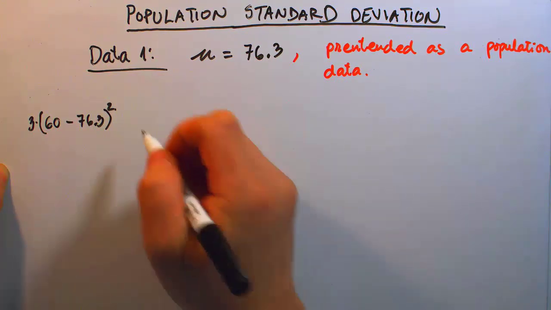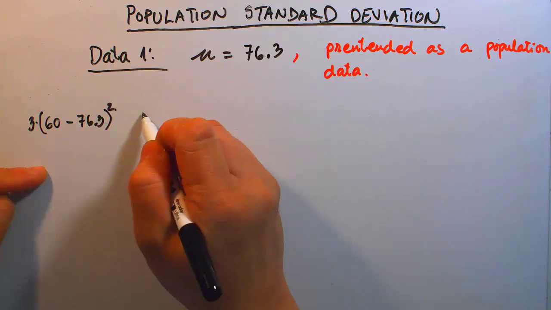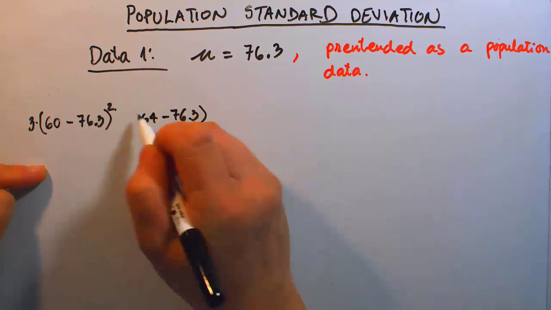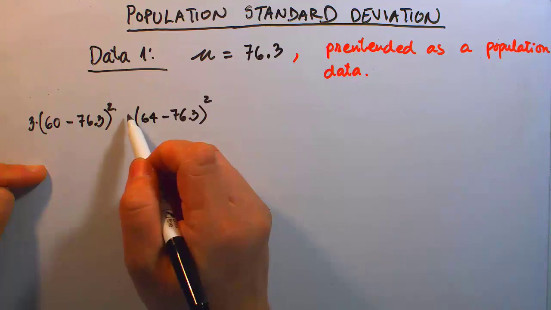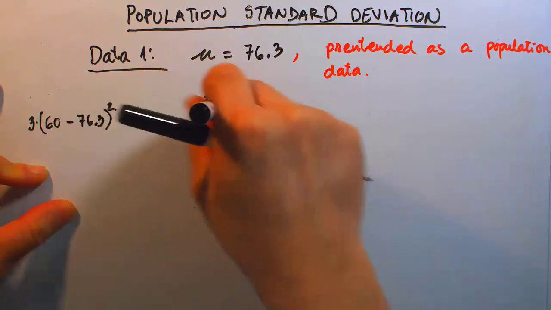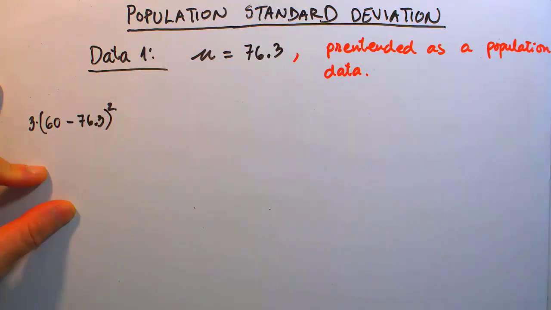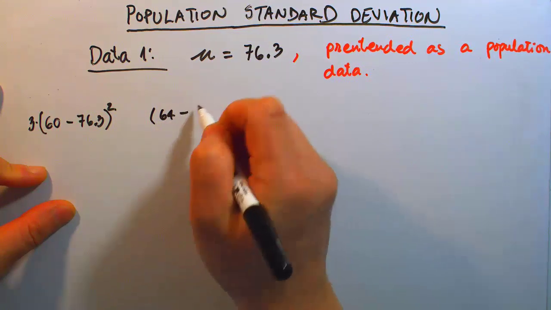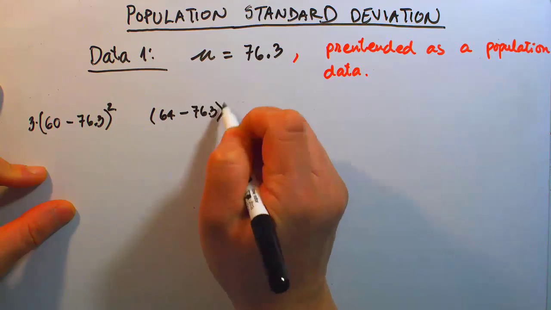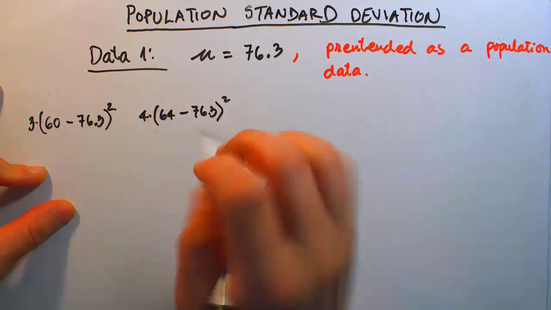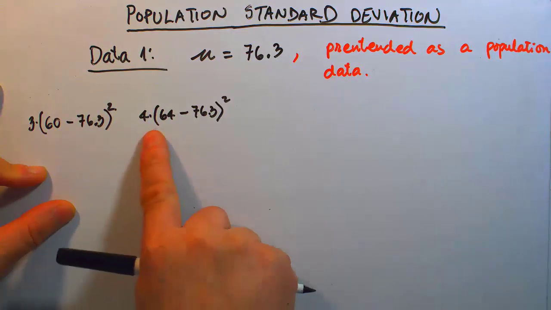And then the next distinct item here is going to be 64. So I'm going to subtract the mean, 76.3, from 64, and square that difference. There are 4 values of 64 in my list, so I wrote this a little too narrow and need to write it further out. So 64 minus 76.3, squared, and since there are 4 of my 64, that brings me 4 of those squares right there.